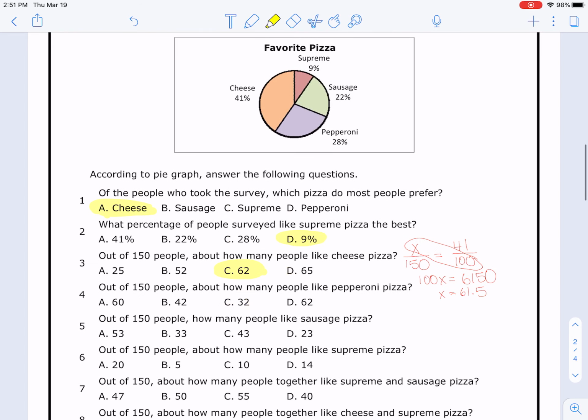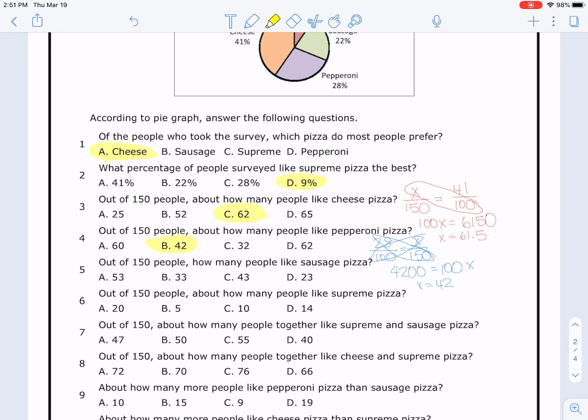Number 4, out of 150 people, how many people like pepperoni pizza? Okay, so now we're going to look at pepperoni and set up the proportion again. It's 28%, so I'm going to put the percent first this time, equals X over 150. If you cross multiply that right there, 150 times 28 gives you 4,200. And then if you divide both sides by 100, X should equal 42. So it would be B for number 4.